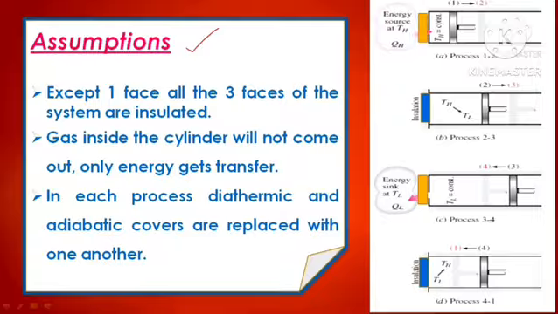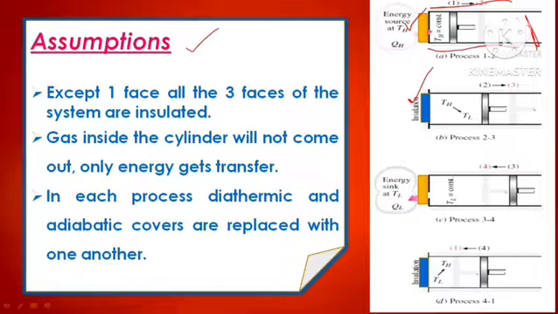Before going to that, we should also consider some assumptions. Let us discuss that assumptions. First one, except one phase, all the phases of the system are insulated. So you may have seen the diagram in the before slide that all the three phases will be fixed and one side it will be open for placing adiabatic and diathermic covers. Second point, gas inside the cylinder will not come out, only energy gets transferred. That means it is assumed as control volume.